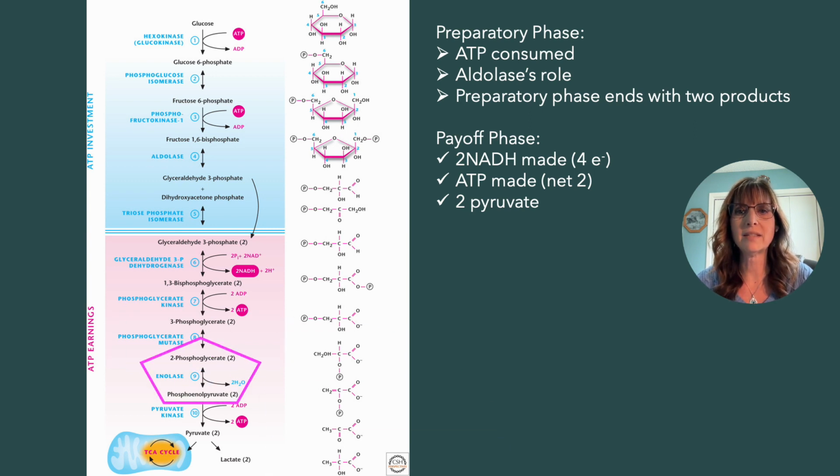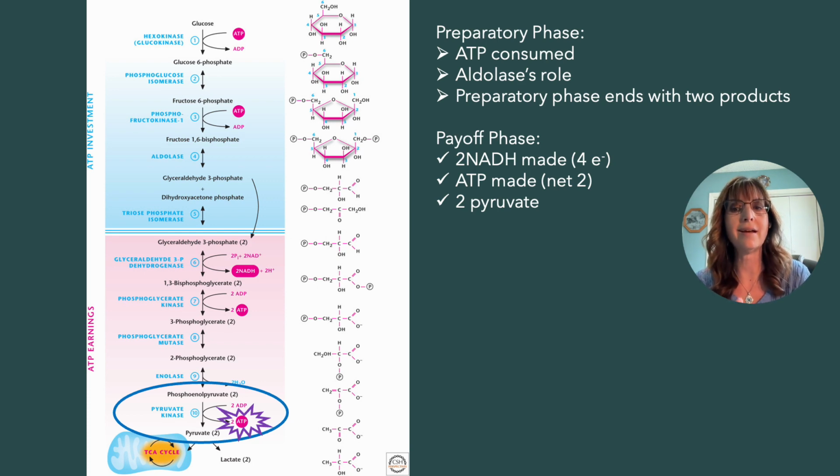Then enolase comes around and converts this into phosphoenolpyruvate. And finally, pyruvate kinase converts the intermediate into pyruvate and converts 2 more ADPs into 2 ATPs. Thus, the net amount of ATP is 2. From here, pyruvate can either enter the Krebs cycle, or in the case of fermentation, it can just go on into fermentation and become lactic acid or lactate.